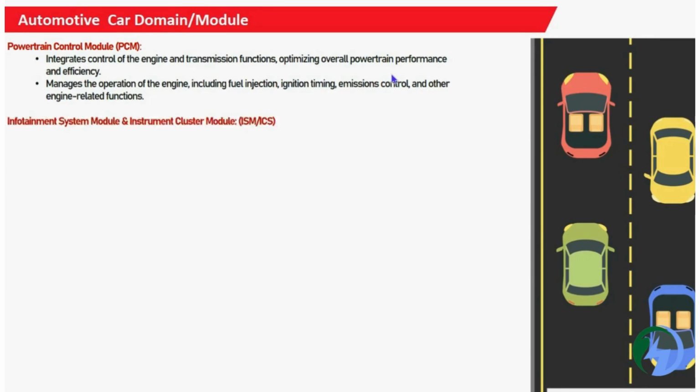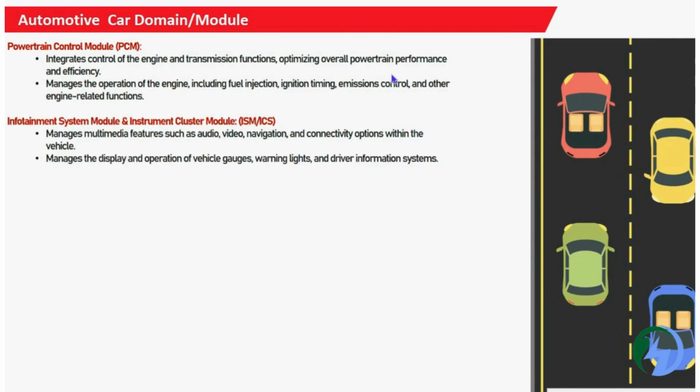And the infotainment system module or the instrument cluster module, ISM or ICS. At the driver seat position, the driver can monitor the speed and other features and functionalities happening inside the car, and can see the display, the vehicle gauges and warning lights, and the driver information about the system.